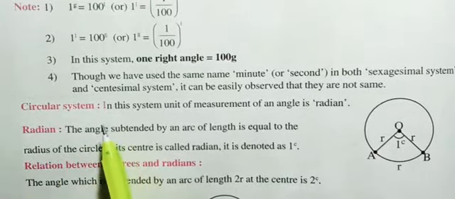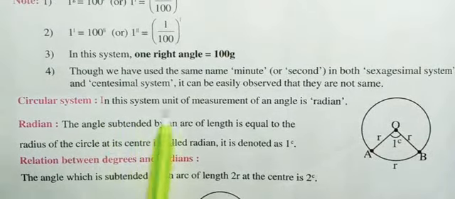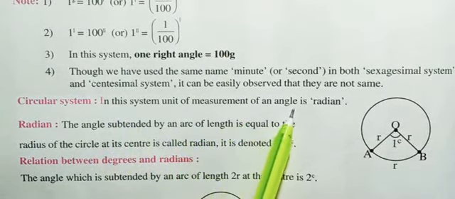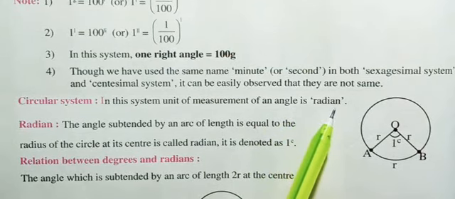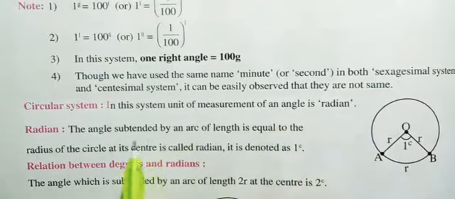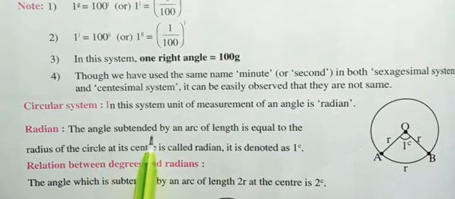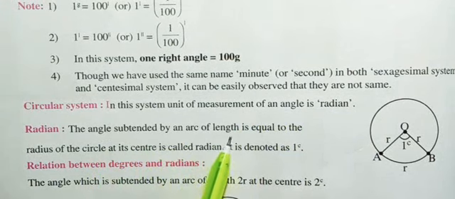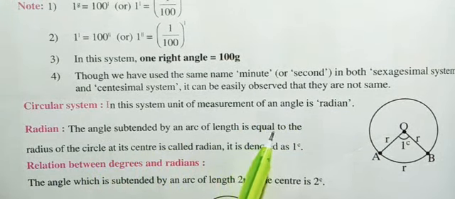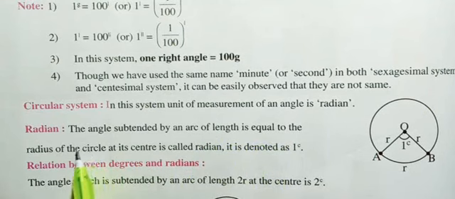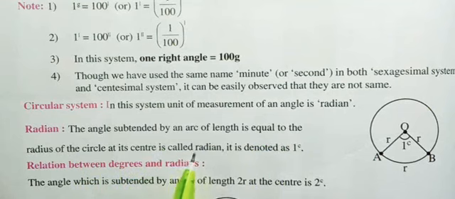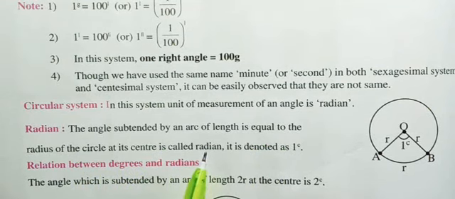The system is the circular system. In this system, the unit measure of an angle is the radian. Now what is a radian? The angle subtended by an arc of length equal to the radius of the circle at its center is called the radian. Understand that? Angle subtended by an arc.